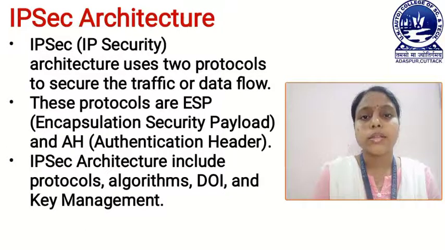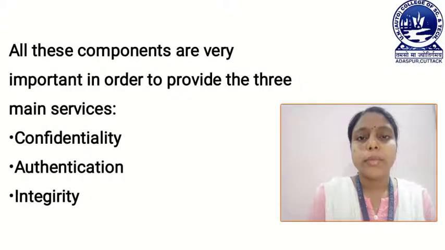These two protocols are, first, the authentication header, that is AH, and second, the encapsulating security payload, that is ESP. Next, IP security architecture also includes algorithms, DOI and key management. All these components are very important in order to provide three main security goals. First is confidentiality, second is authentication, and third is integrity.